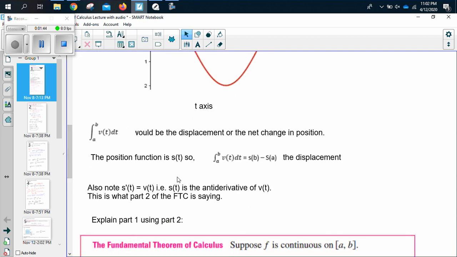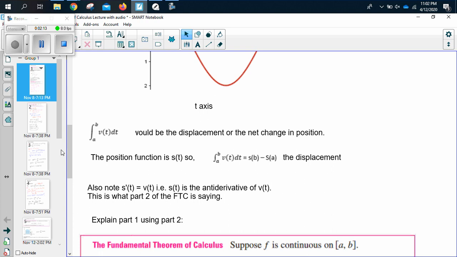The position function is s of t, so the integral of v of t dt would be the antiderivative of v of t, so that would be s of t evaluated at b minus the position function evaluated at a, and this is the displacement. Also note that s prime t equals v of t, i.e. s of t is the antiderivative of v of t.